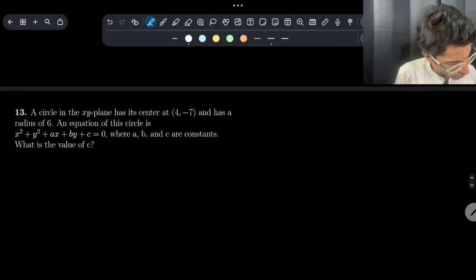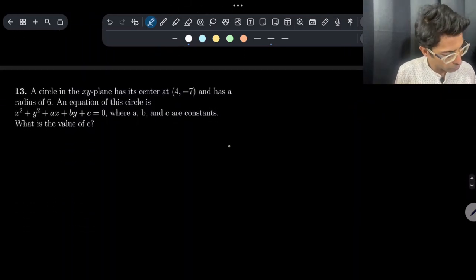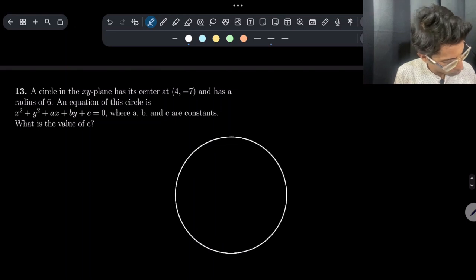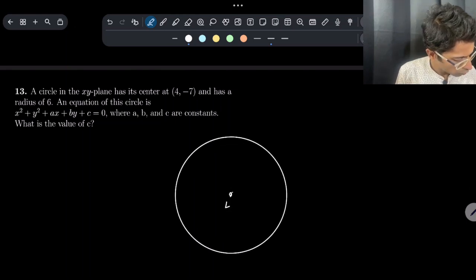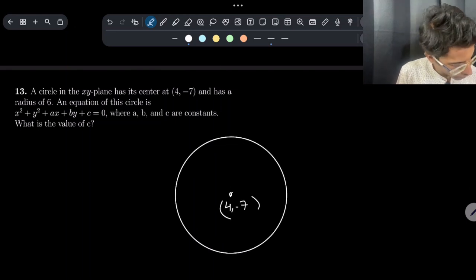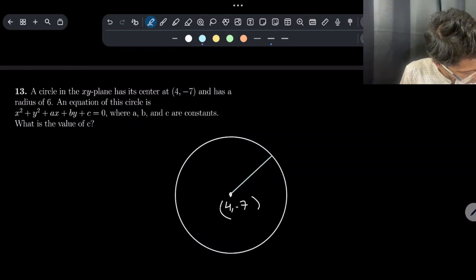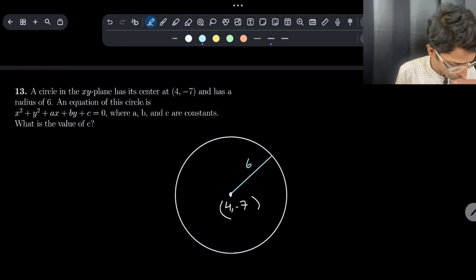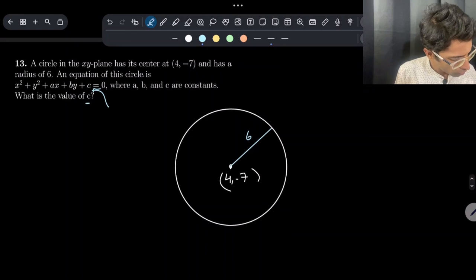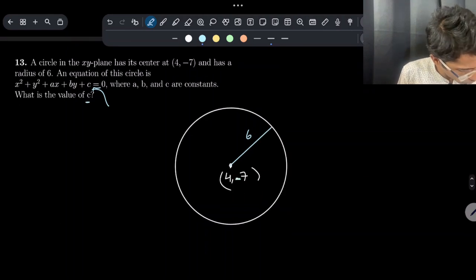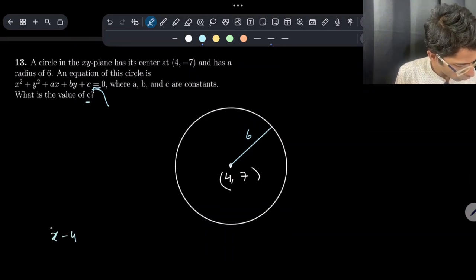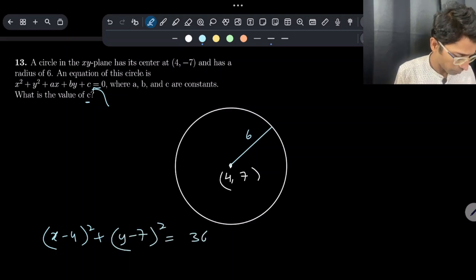A circle in the xy plane has its center at minus 4 comma minus 1. Let me draw the circle. 4 comma minus 7. Then and has a radius of 6. Okay, it has a radius of 6. Good. An equation of this circle is this. Okay, we have some. What is the value? He's basically asking you the value of this constant. So this is a standard format, right? 4 comma minus 7. X minus 4 whole square plus y minus 7 whole square is equal to 36.